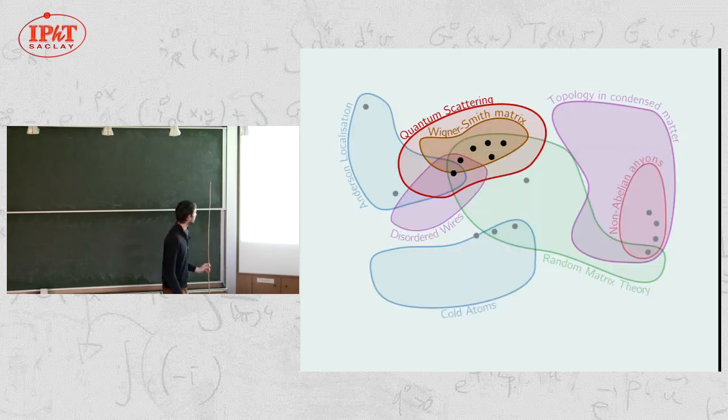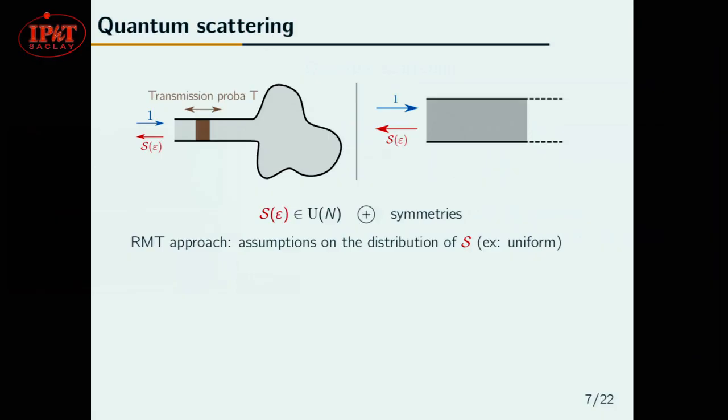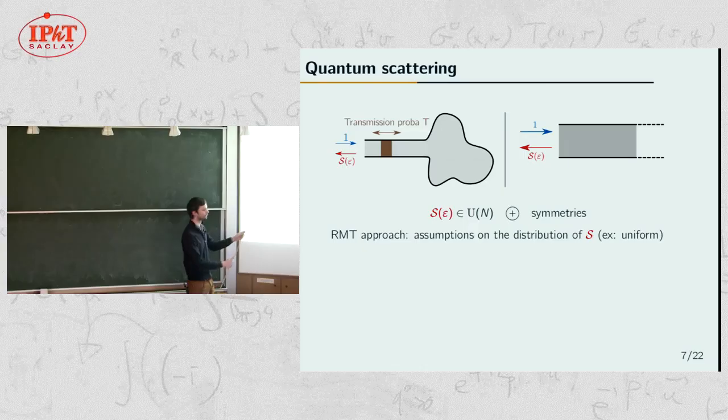So let me start with my original interest in this field, which is on this so-called Wigner-Smith matrix in the field of quantum scattering. So let me introduce what this field is. In quantum scattering you study, for example, the scattering of an electron by a quantum dot here, or by a disordered wire. So you send an electron inside and you look at what comes out. So it's kind of a natural thing to do. For example, if I give you a quantum dot and you want some information about it, what you would do is plug it to some macroscopic devices and try to make measurements, and that's what you do here when you send an electron and look at what comes out.